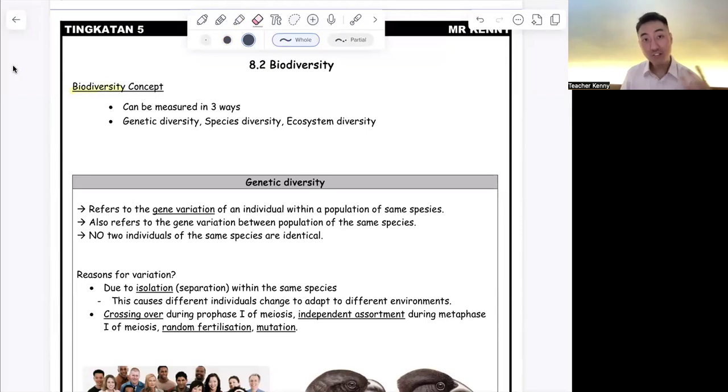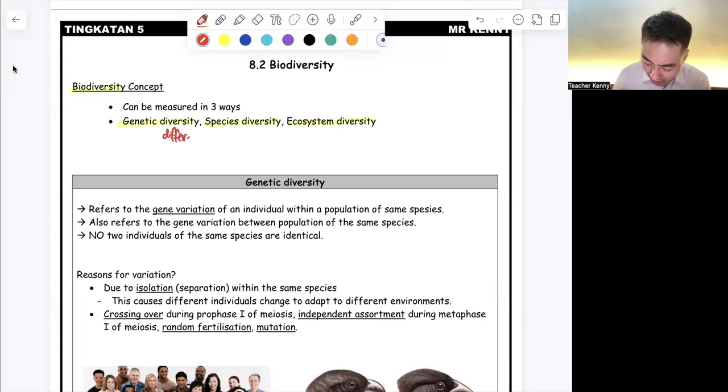We can measure in terms of genetic diversity, second, species diversity, and ecosystem diversity. Now, whenever you think of this, think of the word diversity as meaning different. So when I say genetic diversity, which sounds like such a powerful word, you just say different genetics. It's basically it. So basically, simple.